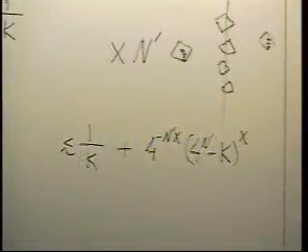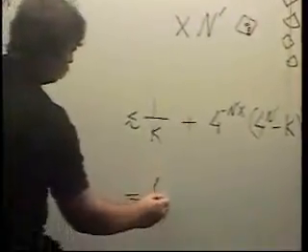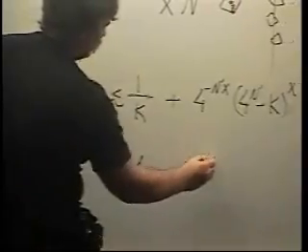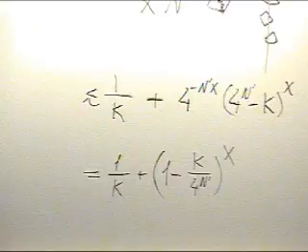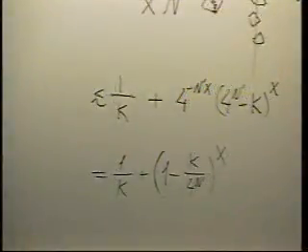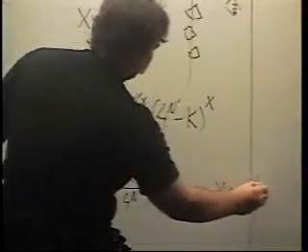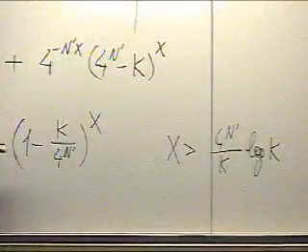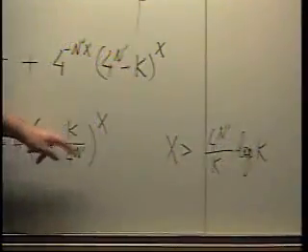It is 4 to the power minus n prime x. So what is that? It is just 1 over k plus 1 minus k divided by 4 to the power n prime, to the power x. You want to make it less than 1 over k as well. So what does it mean? It means that x is greater than, let's say, 4 over n to the power n prime divided by k, and the logarithm of k will bring you below 1 over k here as well.